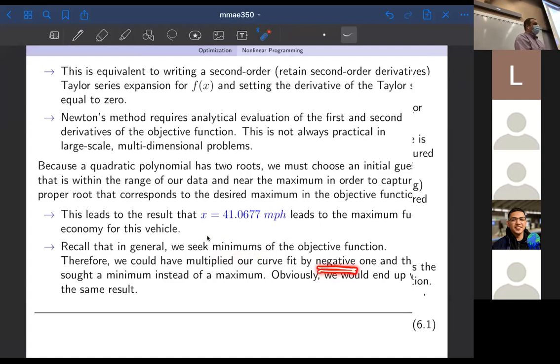So instead of f of x, you have minus f of x. It literally just flips it upside down. And so any maximums become minimums and you're good to go. Again, obviously you'll end up with the same result, doesn't matter.